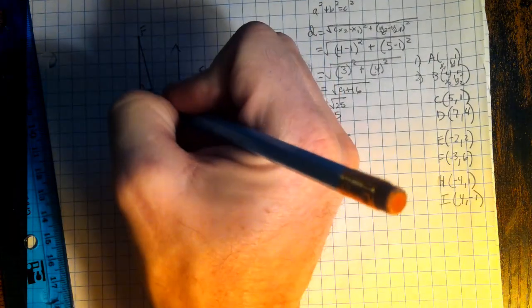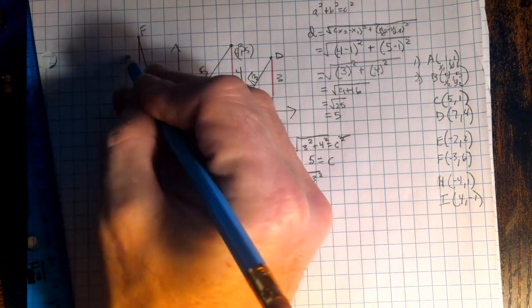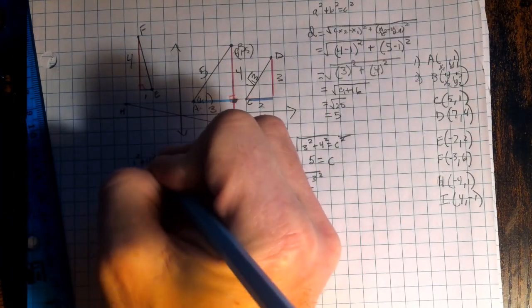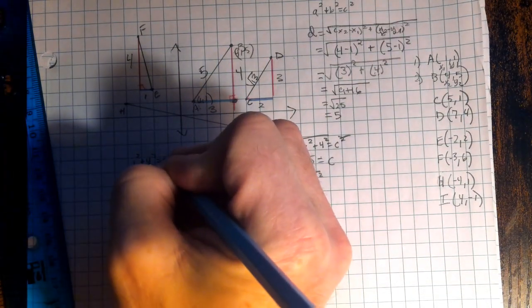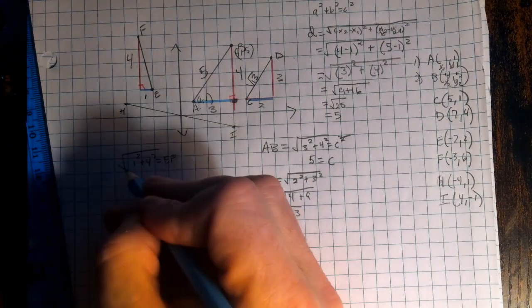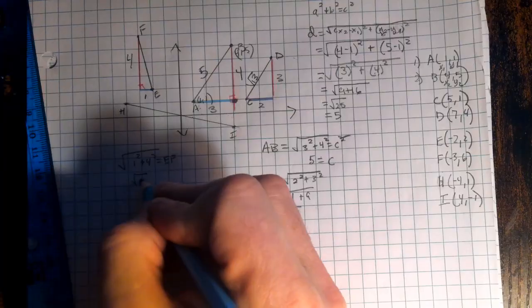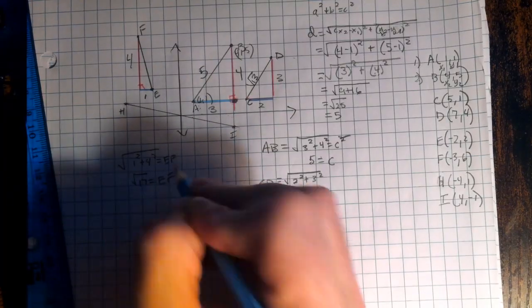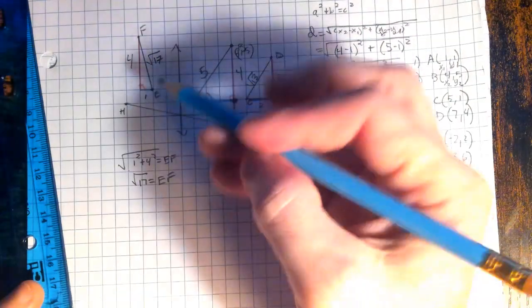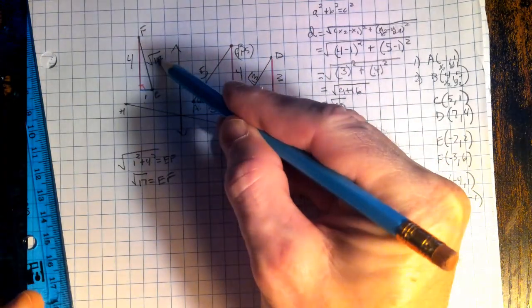So this is just a 1 unit distance, and this is 1, 2, 3, 4. So that's just 1 squared plus 4 squared, right? That will equal EF squared, right? Or the square root of that equals EF. So 1 plus 16, the square root of 17 is EF. So this side is the square root of 17. And notice that it's this squared plus this squared, square root of that.